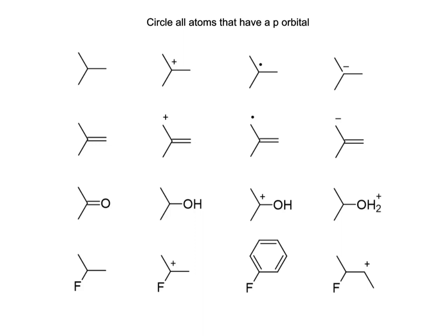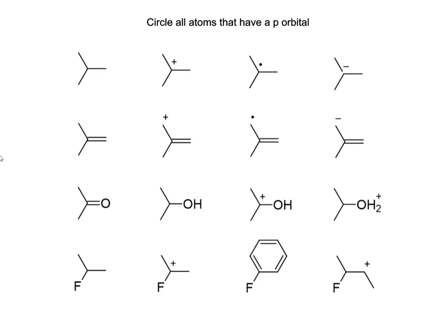What we're going to do here is circle all the atoms on these molecules that have a p orbital. Being able to identify atoms with p orbitals is a crucial skill, especially because for resonance, we need to have at least two p orbitals adjacent to each other, with the exception of just a lone alkene. As we said, by definition, historically, an alkene by itself is not going to have resonance. So let's take a look at this first structure.